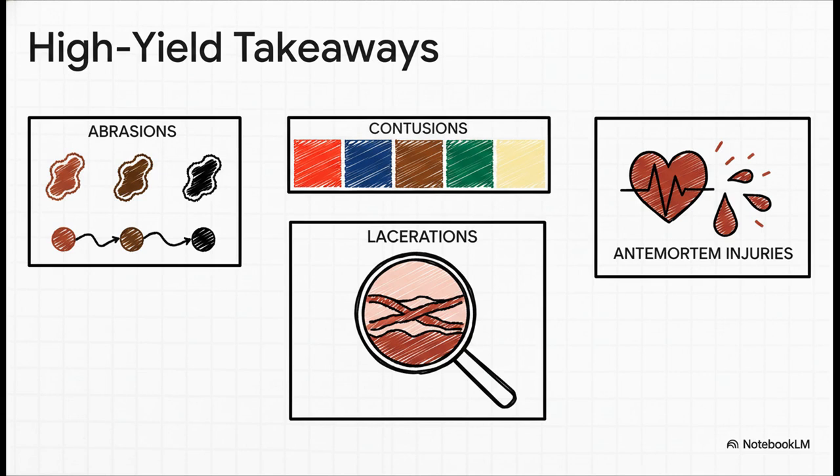Let's boil it down to the one-liners. For abrasions, you age them by the scab color, red to brown to black. For contusions, you age them by the bruise color. That's our RBBGYN mnemonic. For lacerations, you identify them by looking for those irregular margins and tissue bridges. And the golden rule, antemortem injuries, injuries before death, will always show a vital reaction.